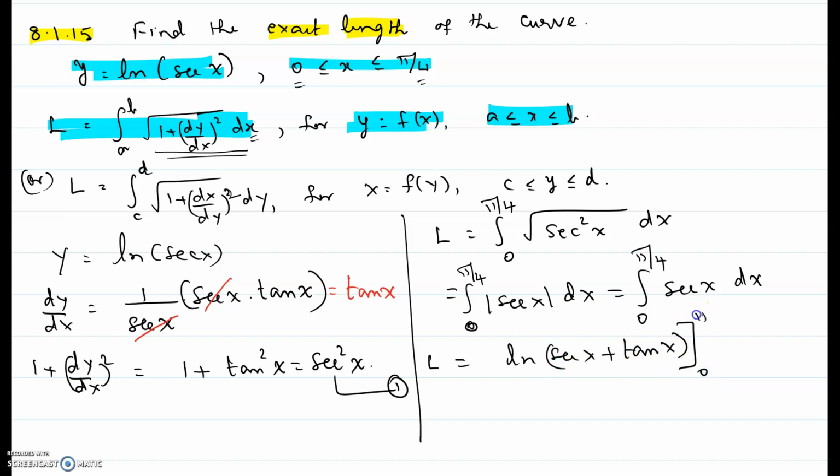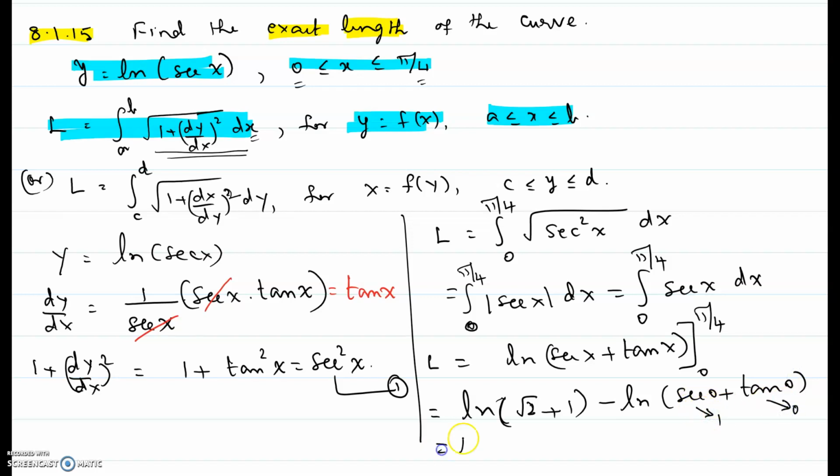This is done between 0 and pi by 4. So we have to plug in the upper limit pi by 4 into ln of secant x plus tan x, and then evaluate the same expression at 0 and subtract. So it is ln of secant of pi by 4, which is the reciprocal of cosine pi by 4, which is just radical 2, then tan pi by 4, which is equal to 1. So that is the value of this expression at the upper limit. The lower limit is secant 0 plus tan 0. Tan 0 is 0, secant 0 is 1.